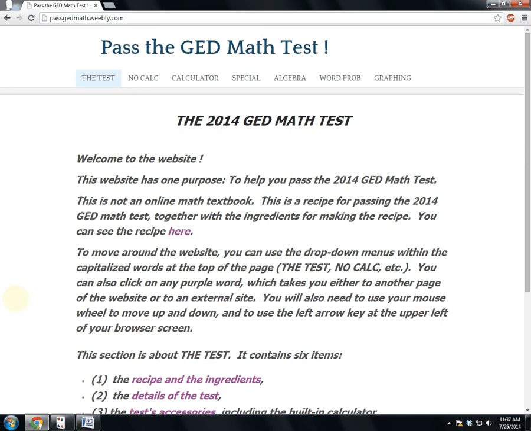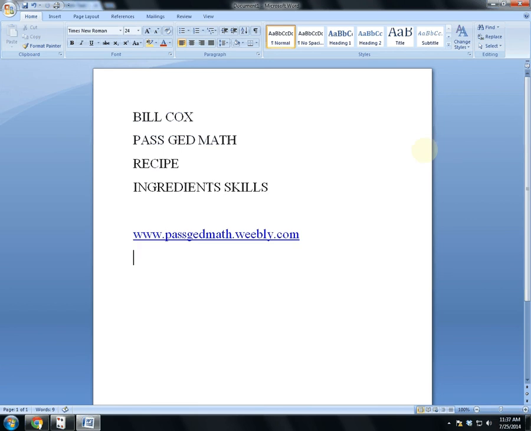So, you have seen the website, you have seen the recipe for getting the 150 points, you have seen the skills, the ingredients for following the recipe. I hope this will be useful to you, and if you have comments or corrections, or if you use it and pass the test, I would love to hear from you at the following email address.